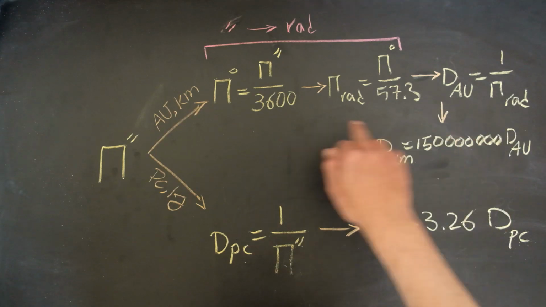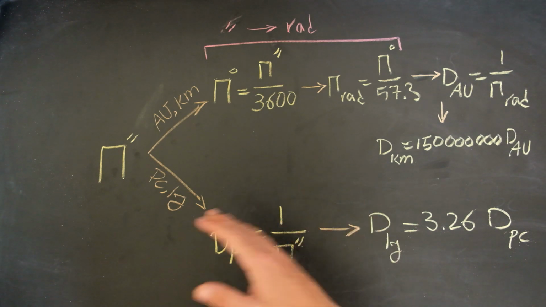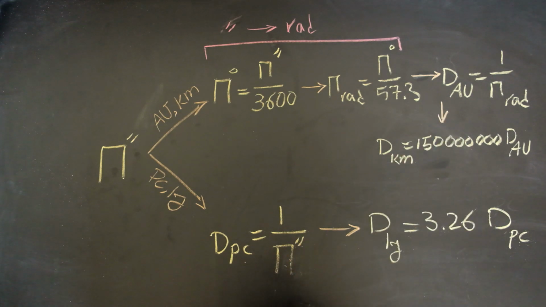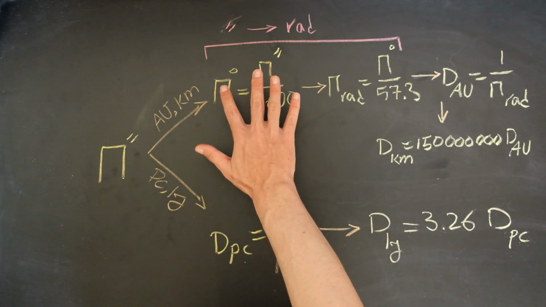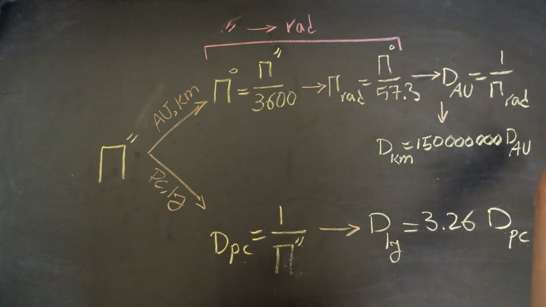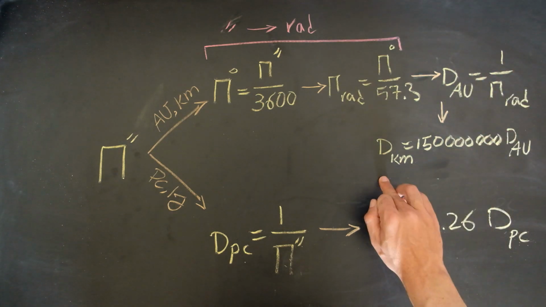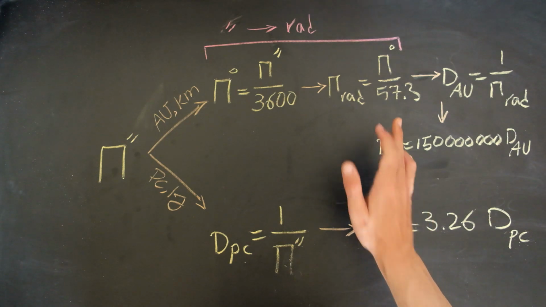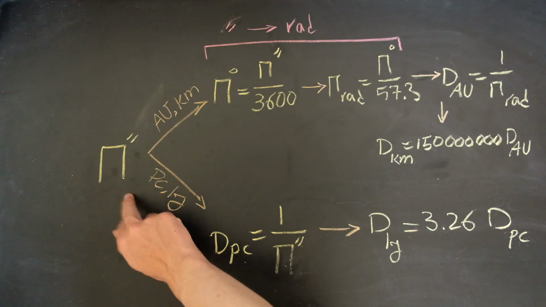And keep all of these numbers. You can go in different direction. You can do different conversion. But I believe this is the simplest way you can find your distance in different units. And this is the minimum calculation you need. Okay, so convert from arc seconds to radian, 1 over radian is distance in AU, then multiply by 150 million, you get distance in kilometers. For parsec and light year, you don't need to convert parallax.